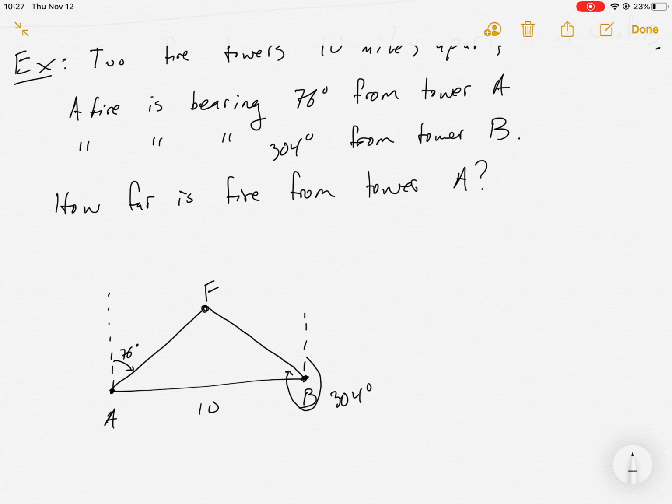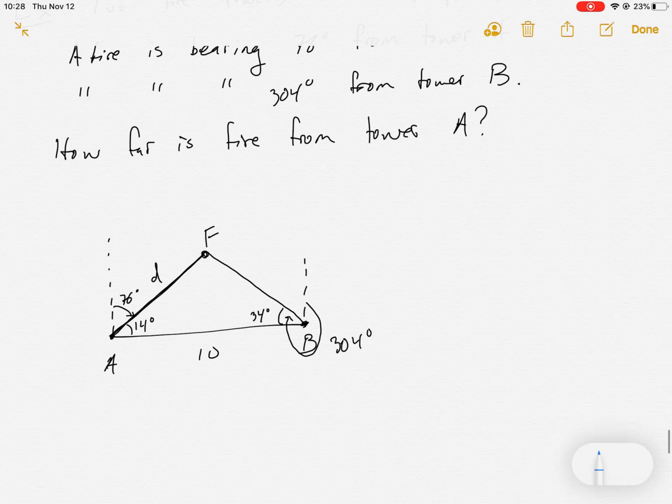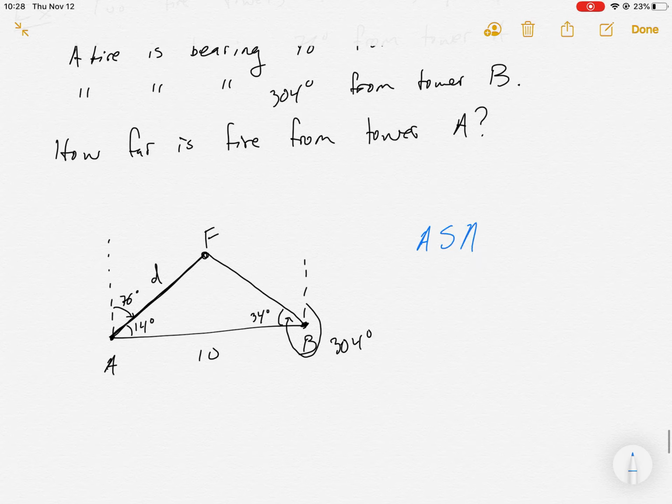Using what we know about right triangles and rotations and such, this angle has to be the complement of 76, so that's going to be a 14-degree angle. This angle is 304 minus 270, so that's going to give me 34 degrees. And so the question I'm trying to answer is, what is this distance? I'll just call that lowercase d for distance. So if you take a look here, we actually are given ASA. So that means that this is a law of sines situation.